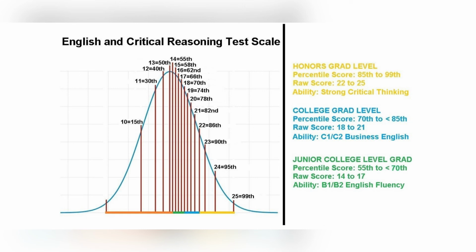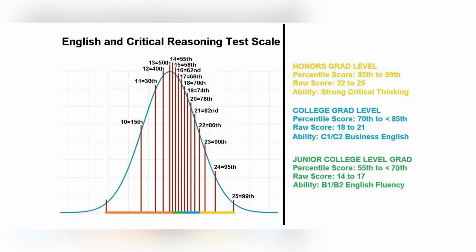And here you can see our English and critical reasoning test scale. If you're scoring just below the junior college grad level, which is at the 55th to 70th percentile range, you would basically be just marginally fluent. But those who score between the 55th and 70th percentile, who are within the junior college grad range, are reasonably fluent and should be able to communicate effectively.